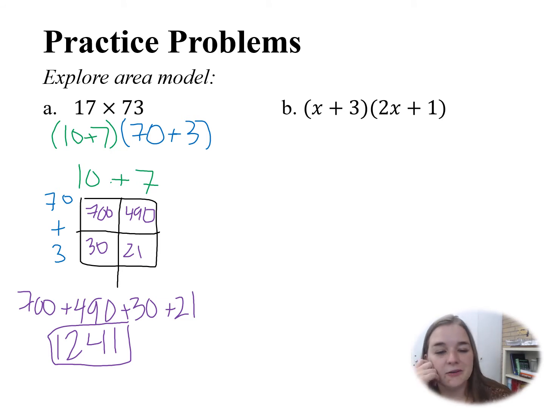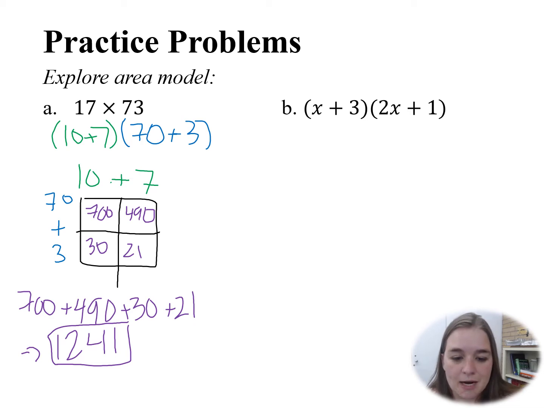Because we are in the 8th grade and we use our mathematical tools, I could just type in 17 times 73 on a calculator and I'd get this answer here. But I was showing you where this method comes from because now we're going to apply it to this new situation. We're going to use it to find the product of x plus 3 multiplied by 2x plus 1.